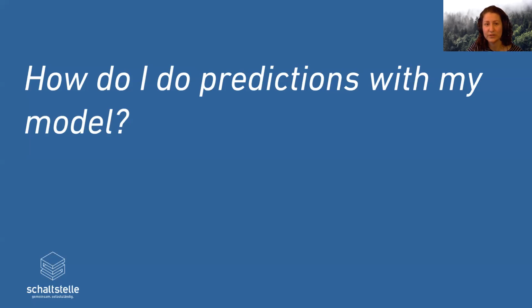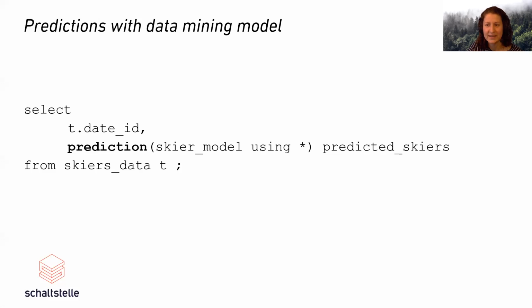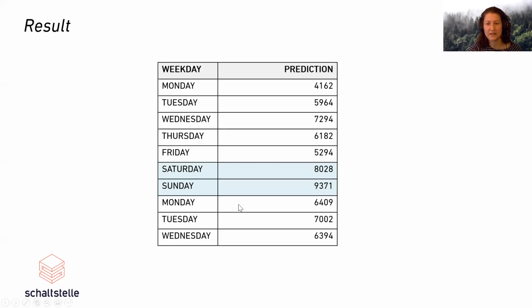How are we going to make predictions? You see here, predictions can be done with normal SQL clauses. The prediction function allows us to reference a model when doing a selection against the data set that lacks the final target value that should be predicted. We then get an output like this, a table with the days and the predictions of how many skiers will ski on a certain day.